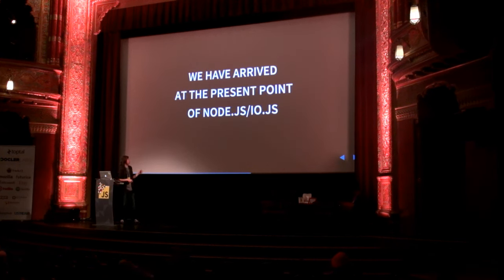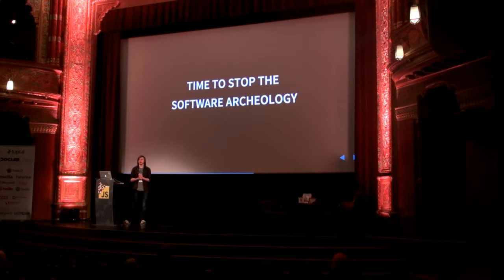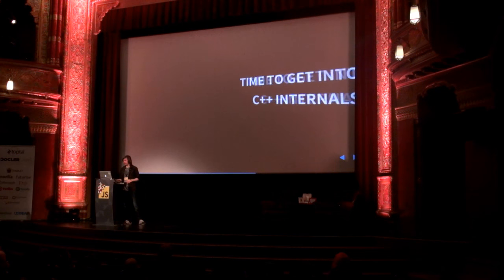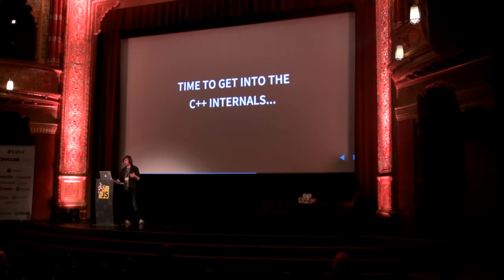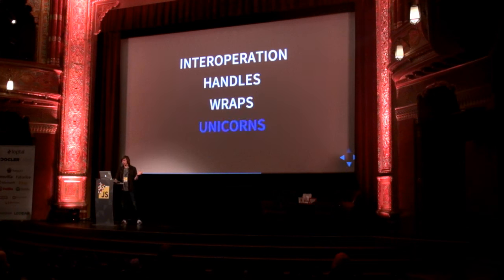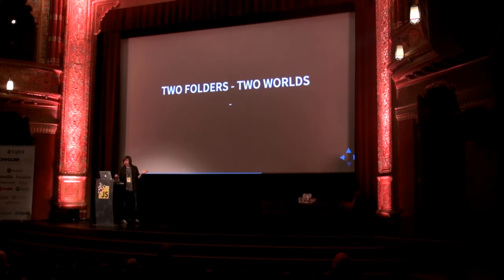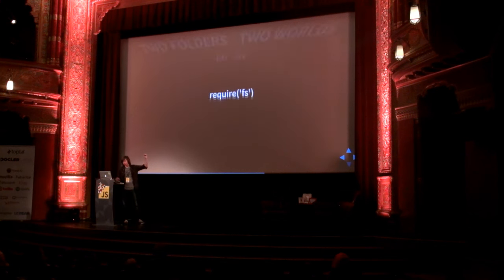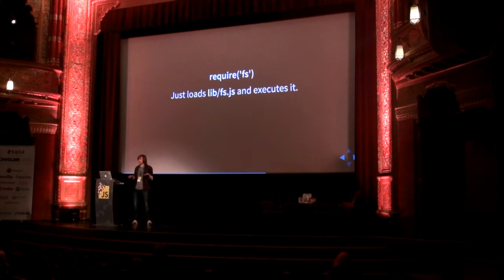Okay, we have arrived at the present point of Node.js and io.js, so it's time to stop the software archaeology and learn some real stuff. So it's time to get into C++ internals, and we'll talk about interoperation, handles, reps, and maybe unicorns. Yeah, so there are two folders now, except dependencies: lib and src. And there are two folders that we are interested in. When you call require fs, it does nothing but just loads lib/fs.js and executes it. So there is no magic happening here.